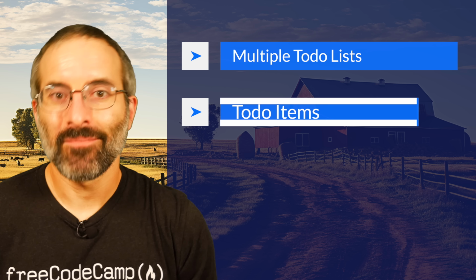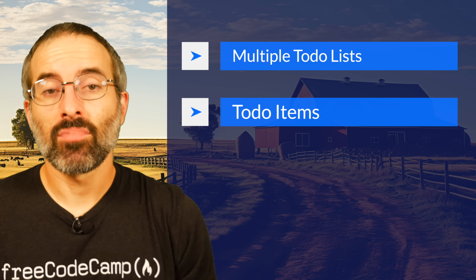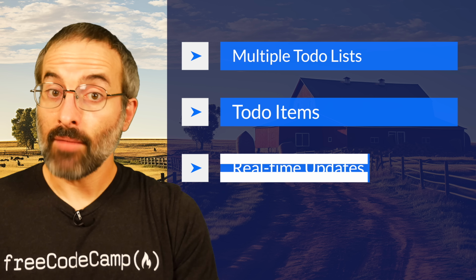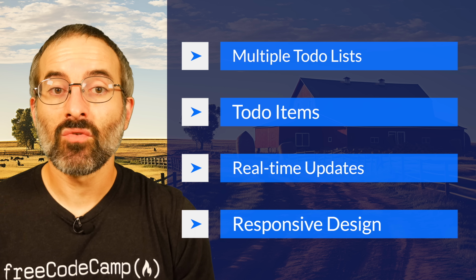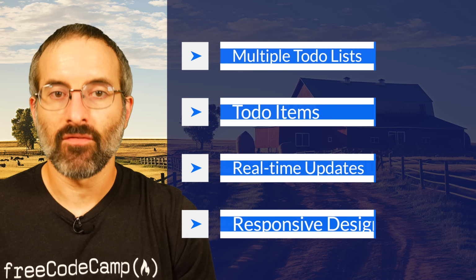And then the to-do items. Within each list, users can add, view, update, and delete to-do items. Each item has a label, a checked/unchecked status, and belongs to a specific list. Real-time updates. The UI updates in real time when changes are made to lists or items. Responsive design. The application will be responsive and work well on both desktop and mobile devices.